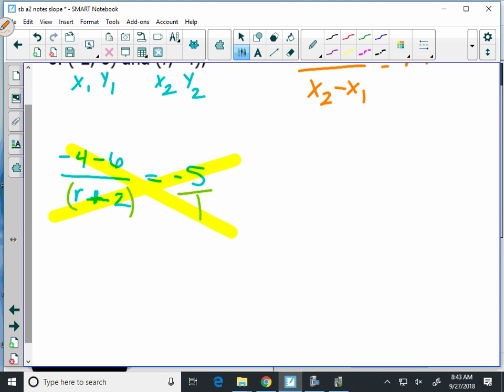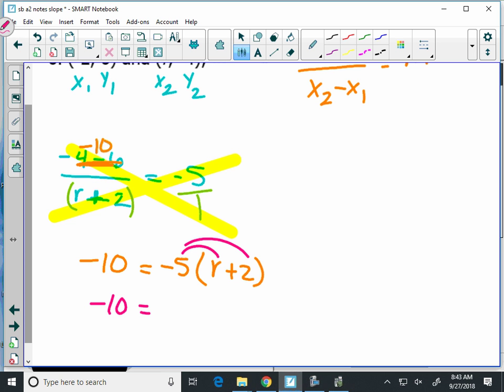When we do so, before we multiply, I'm sorry. What's negative 4 minus 6? That's negative 10. Sorry, should have done that. So negative 10 times 1 is negative 10. Is equal to, again, we're doing negative 5 times this whole bottom, which became r plus 2. And then what do we have to do with the negative 5? Distribute it. Negative 5 times r. And then negative 5 times 2, negative 10. And then solve for r.